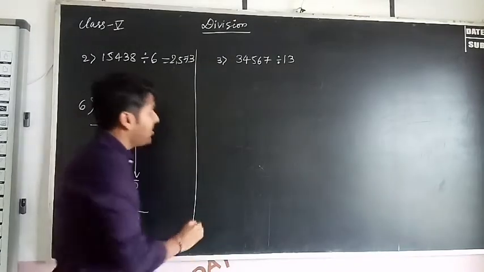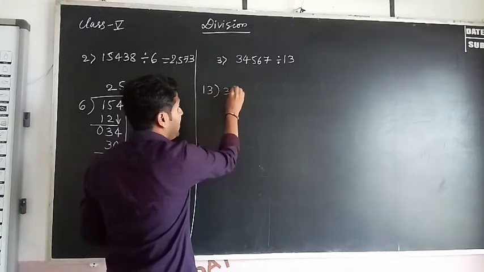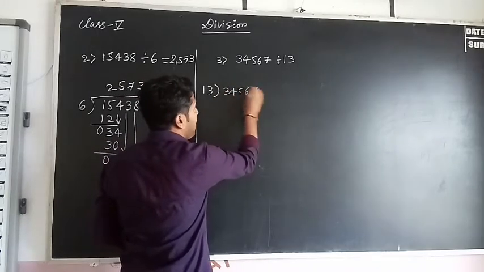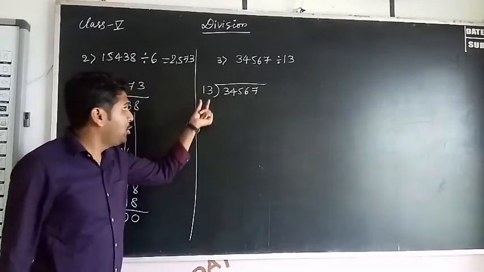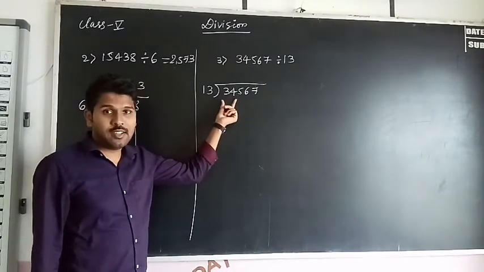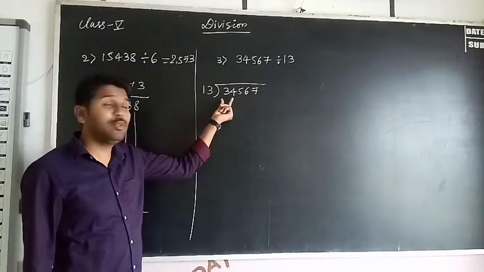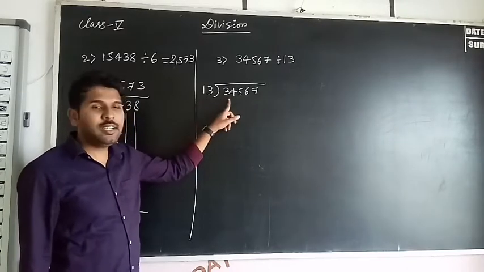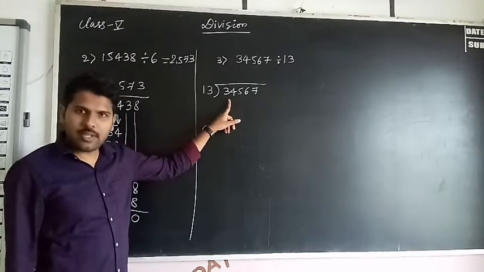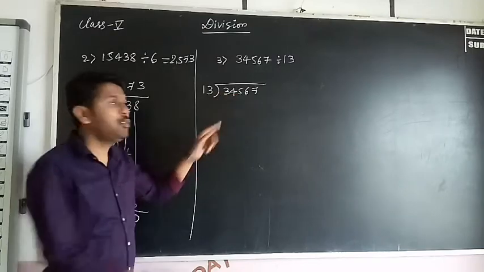First write down that number, 13 divided by 3, 4, 5, 6, 7. Here 2-digit numbers are there, so here also consider the 2-digit number first, only for the first time. So now 13 nearest. 13 2s are 26, 13 3s are 39. But 39 is greater. So 13 2s are how much?